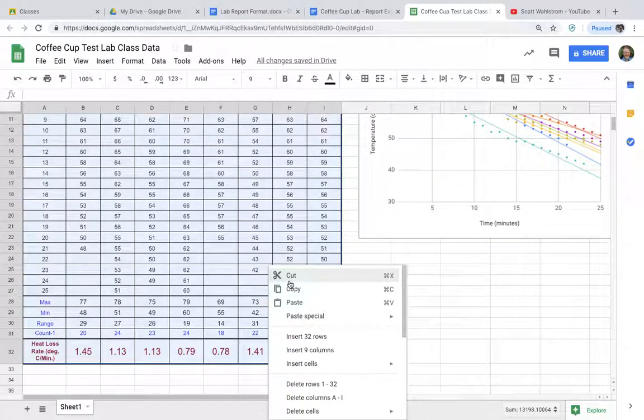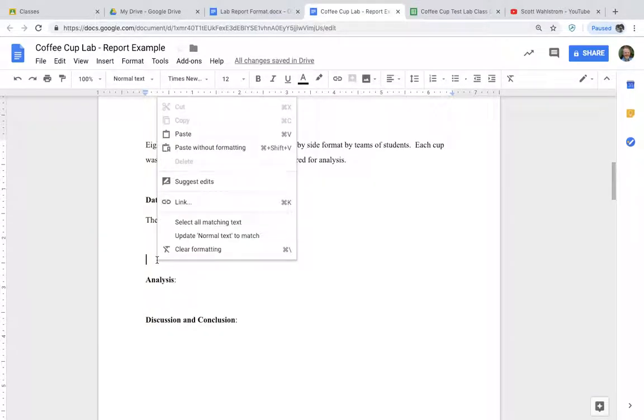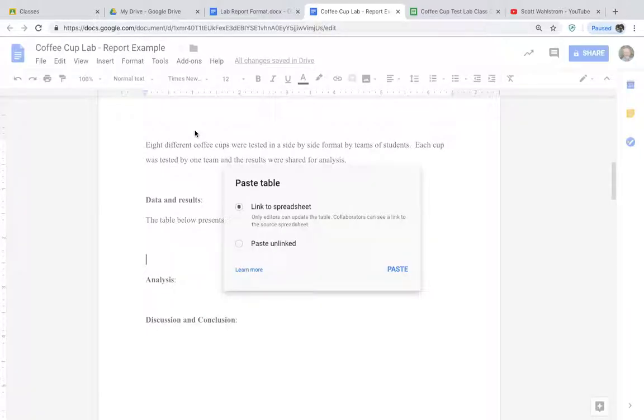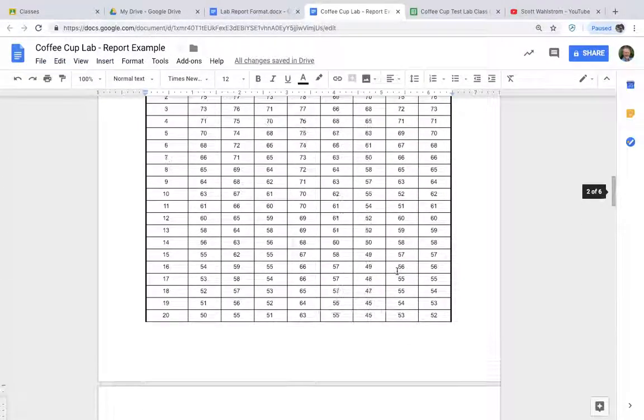Right-click copy. And we can go right over to this lab report, and we can paste it right on in. There we go, paste it. Linked or unlinked. So if you link it to the spreadsheet, if you make any changes in the spreadsheet, it'll also change in the document. That's great if you find mistakes later on. Unlinked, it just pastes a copy of it as it exists at this time.